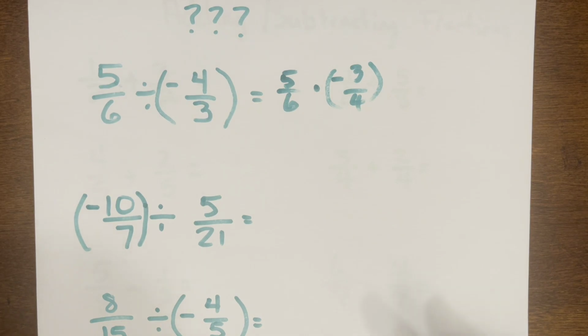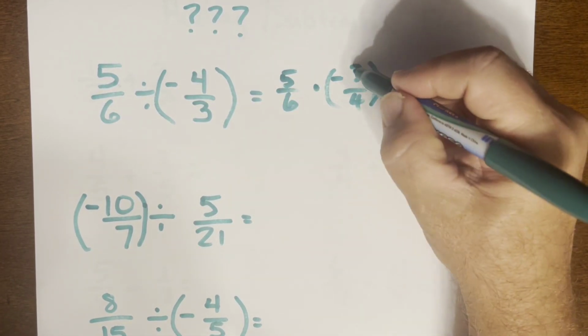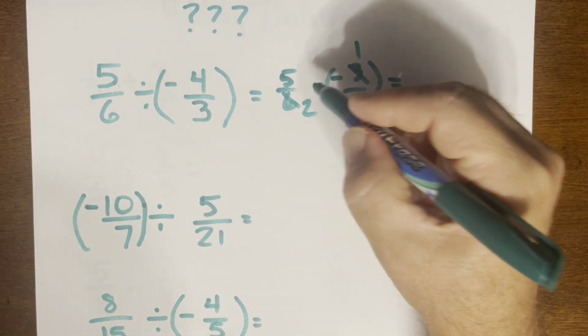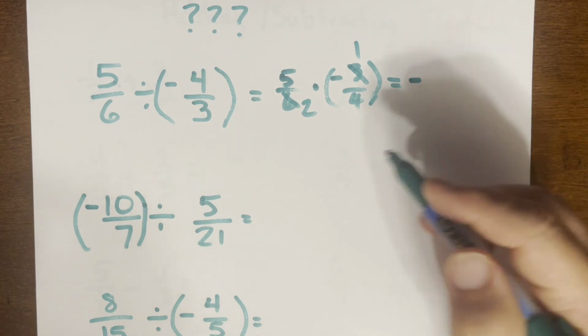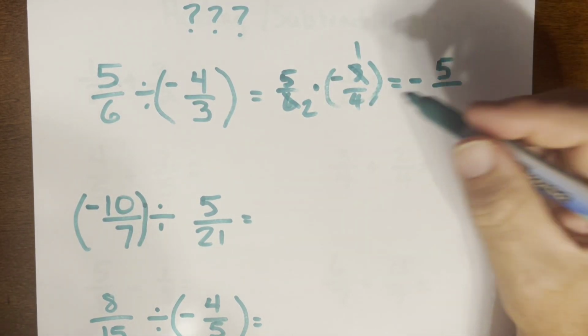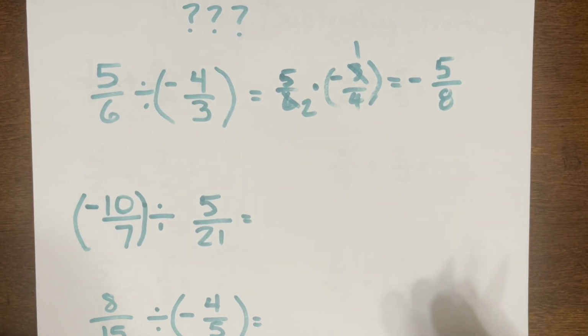Now, I still can do my do. I have a 3 and a 6, so 3 goes into 3 one time, 3 goes into 6 two times. So a positive times a negative is a negative. 5 times 1 is 5. 2 times 4 is 8. So the answer is negative 5/8.